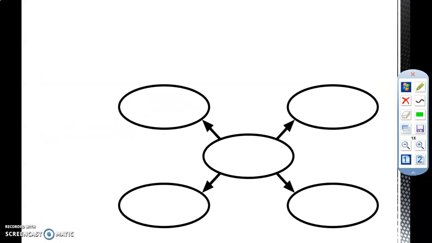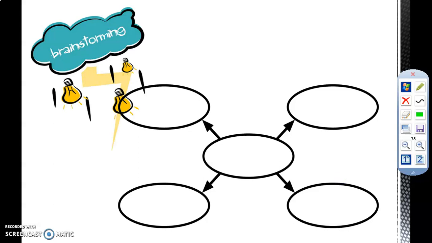so let's see the first step. So before you start writing a paragraph, we have to do what we call brainstorming. What does it mean, brainstorming? So brainstorming, you write down all the ideas that come to your mind and that you think you can write about that. We can use this one.